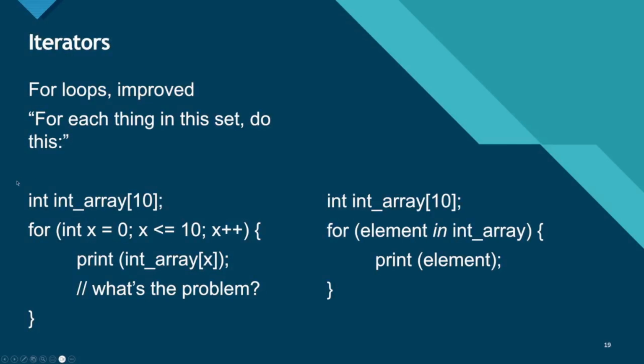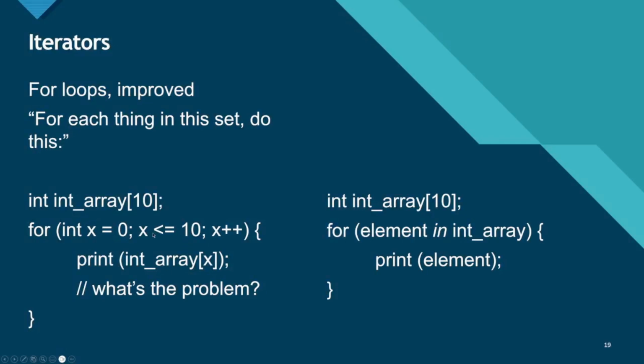So let's say we have this array, and we declare it to have 10 values. So then we set up a for loop, and we say, okay, I've got 10 values in my array. I'm going to start at 0 because the array starts at 0. So I'm going to say int x equals 0, while x is less than or equal to 10. Keep doing this, and then set x equals x plus 1. This is just shorthand for that. Print int array x. Now, what's the problem?